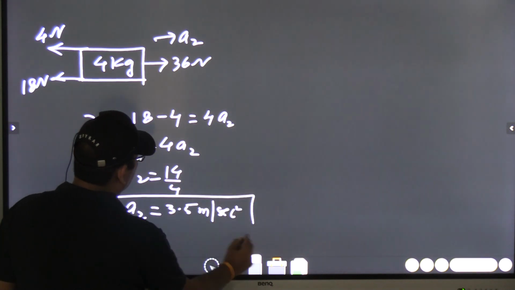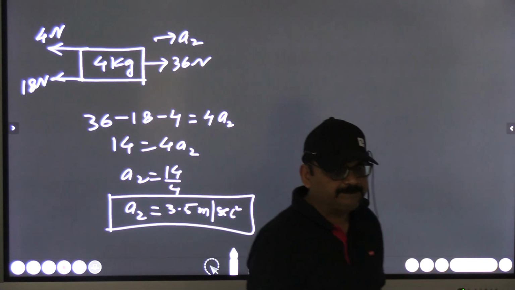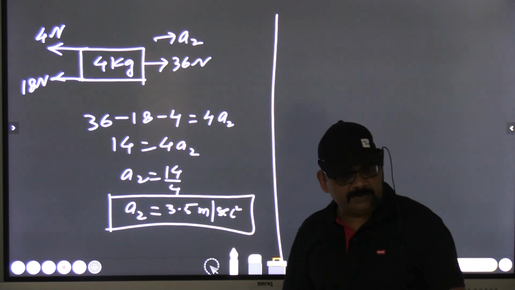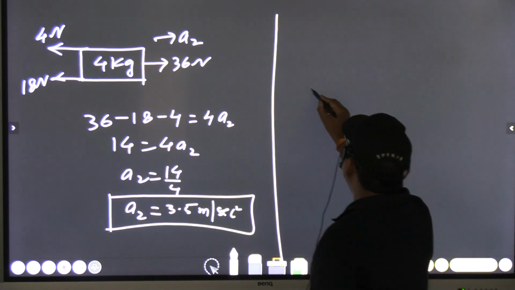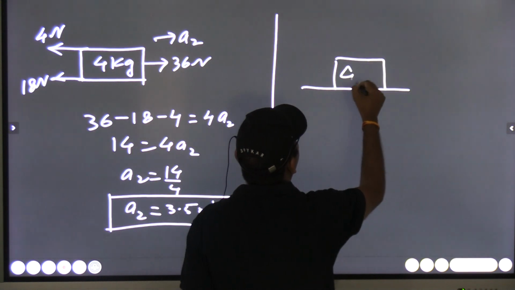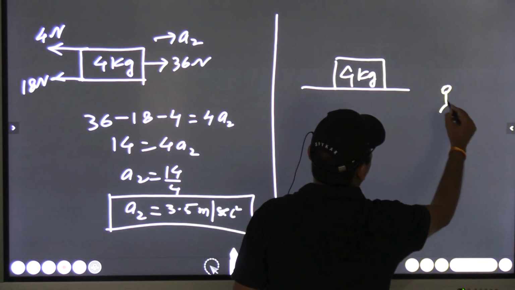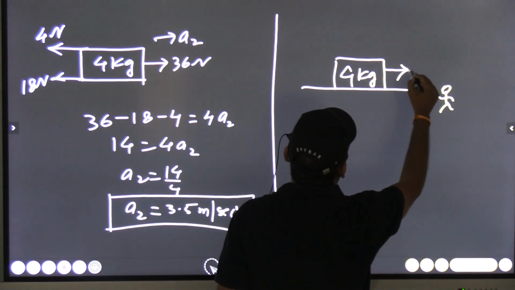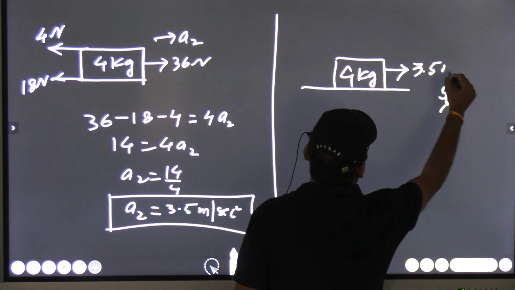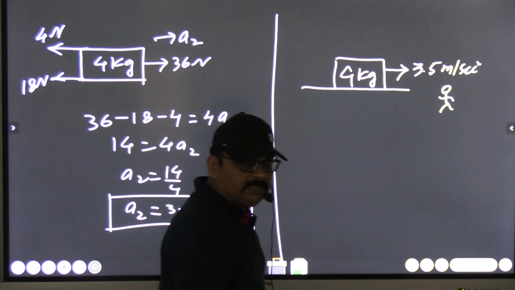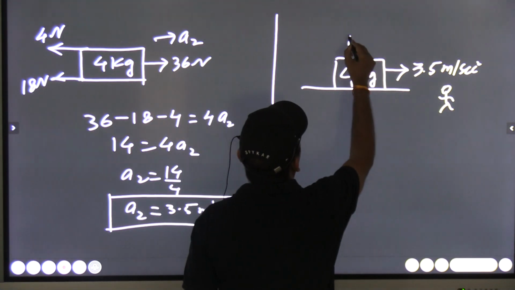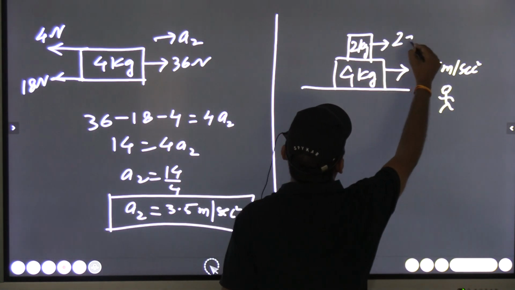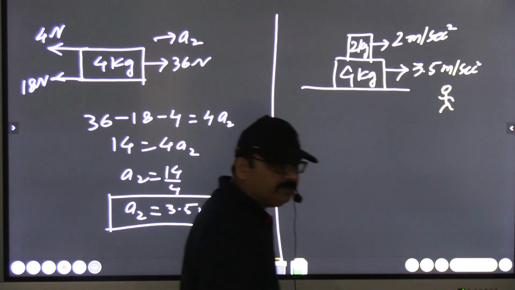This is the acceleration of the lower block, isn't it? Now let us summarize the situation. What is happening actually? So this is the body, 4 kg, and you are standing and watching the blocks, right? So this 4 kg block is accelerated. What is the acceleration of this body? 3.5 meter per second square. You are thinking that the upper body is also accelerated, 2 kg. And what is the acceleration? The acceleration of this body is 2 meter per second square.